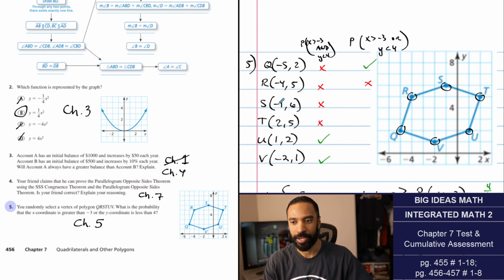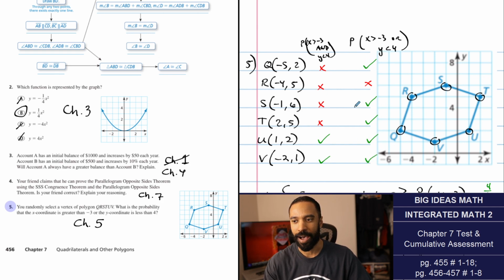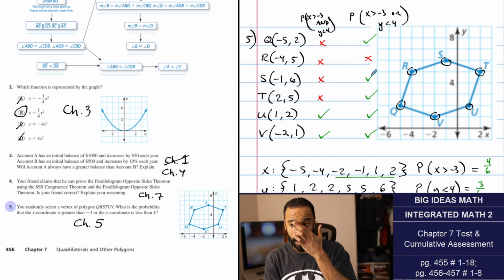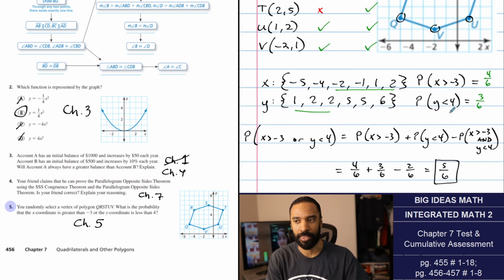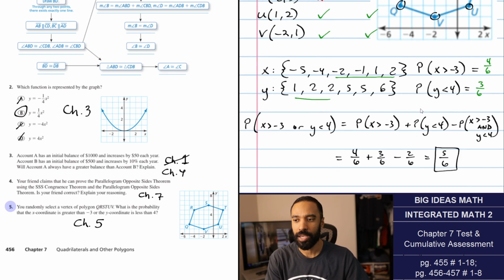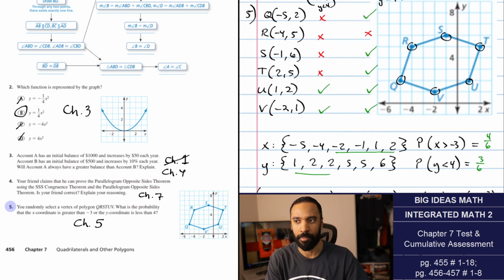Is x greater than -3 here? Yes. Doesn't matter if y is less than 4 or not. X greater than -3 here? Yes. Doesn't matter if y is less than 4 or not. We know from these ANDs these are true: x is both greater than -3 and y is less than 4, twice. That is a 5 out of 6 probability when we look at that. So 5 out of 6 chance that when we select a vertex that would work out. And here was the math that also coincided with that. So either-or seems to work in that kind of problem.